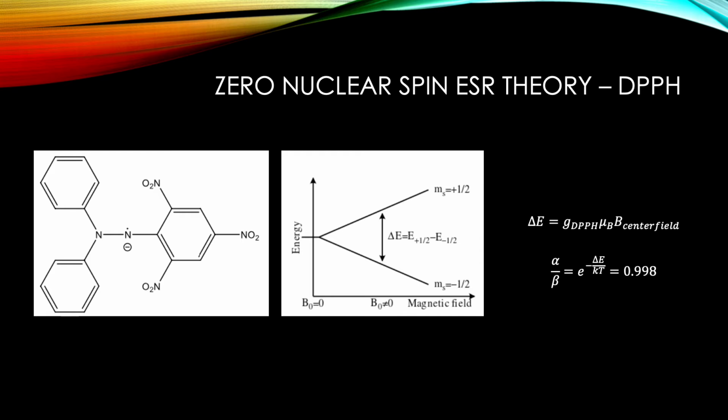It's 0.998 to be exact. So this means that there is a slight excess of ground state electrons, which, as I said previously, is a condition necessary to observe the ESR phenomenon.